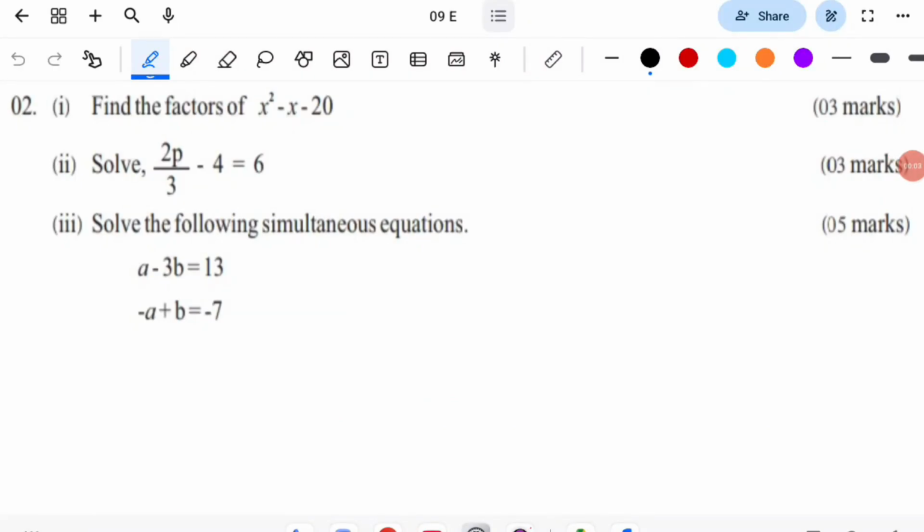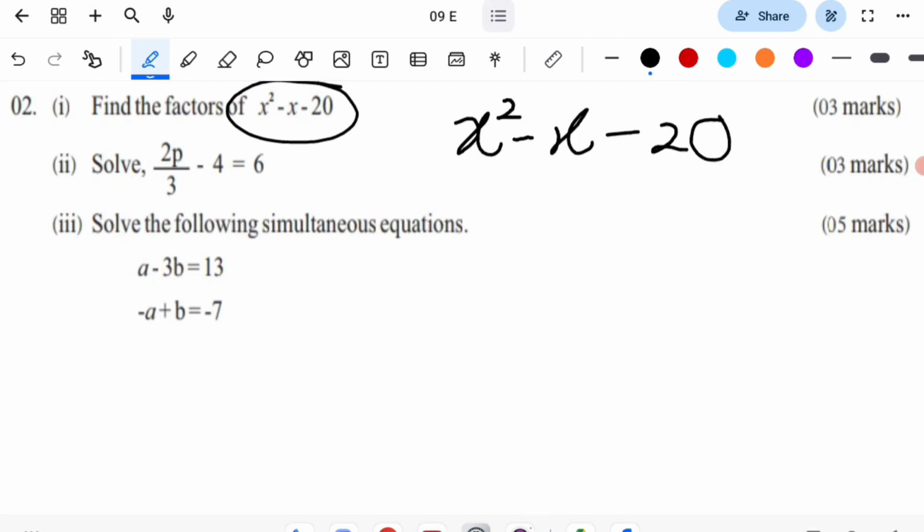To find factors, there is a trinomial quadratic expression. We can write x squared minus x minus 20. We have to make two terms by using the middle term. We can write the first term, first mark, last mark and last term.